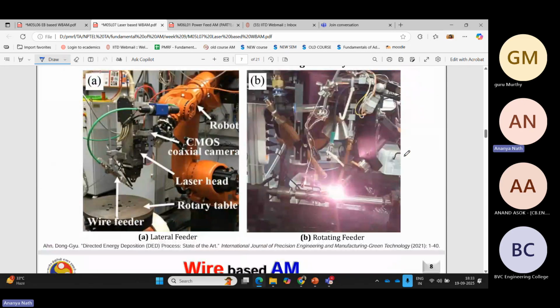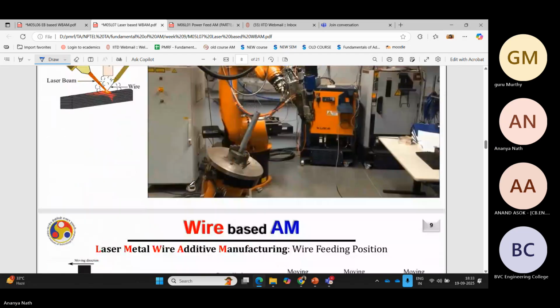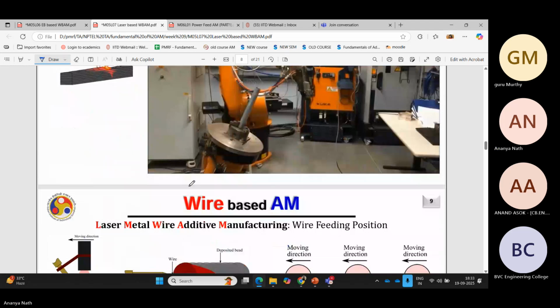So this is the robotic arm setup with the side fitting. You can see the laser wire DED. It's very beneficial in comparison with EB-based wire AM, because here you can actually operate in an open atmosphere, not even in a controlled atmosphere. You just need to have very good shielding with the argon.